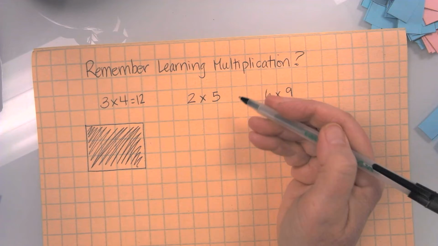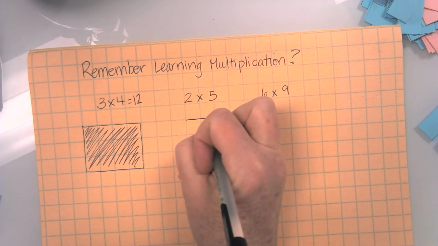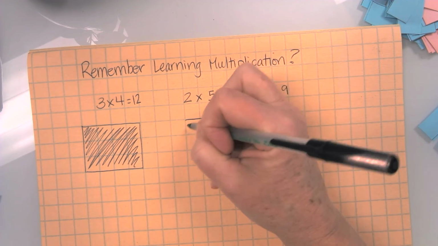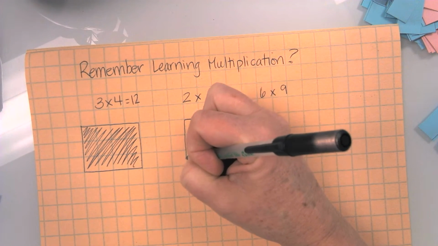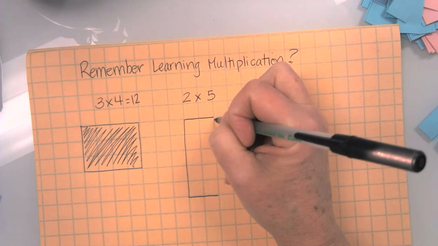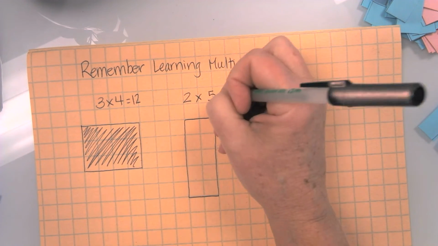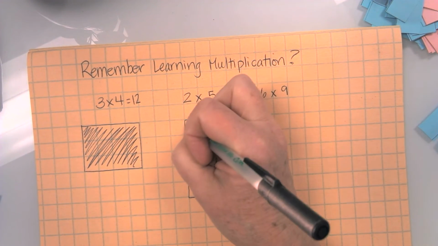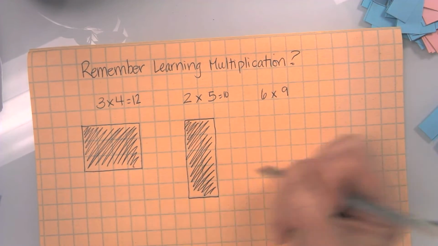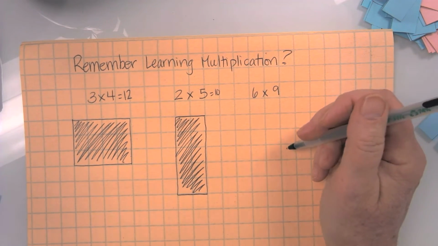Remember, we did the same thing for 2 times 5. You can even go across the top. So if I go 2 across the top, now remember, that's 2 groups of 5. So I have to go down 5. 1, 2, 3, 4, 5. And then I just complete my rectangle. And if I count these all up, I get a 10. Now remember, when we multiply, we are finding the area of the space. And I could do 6 times 9 too, but I think you guys get the idea.